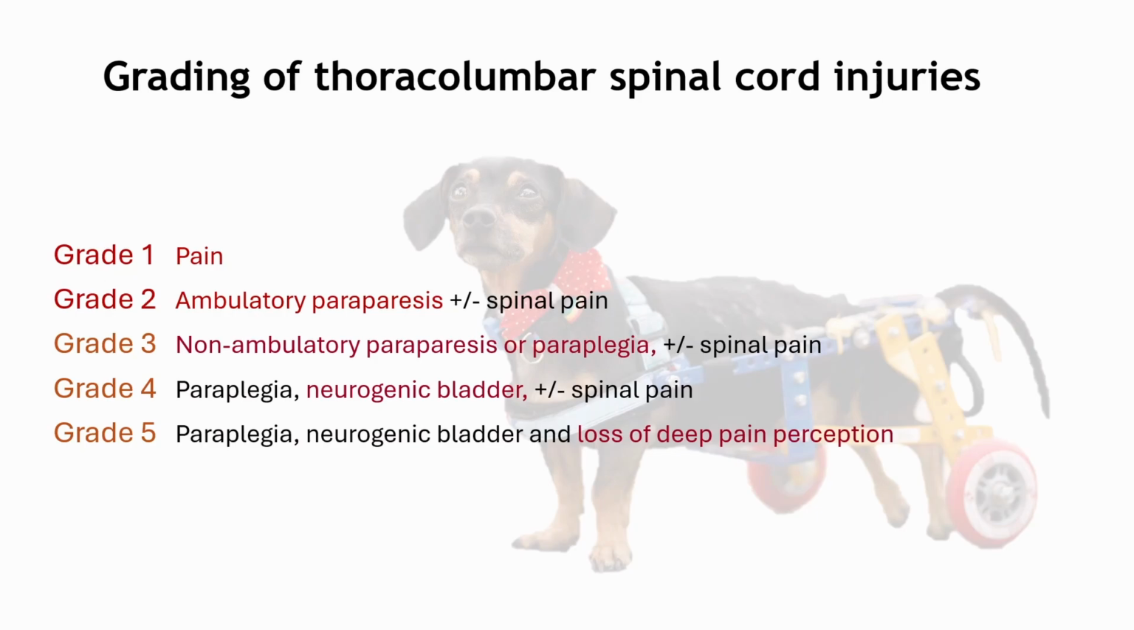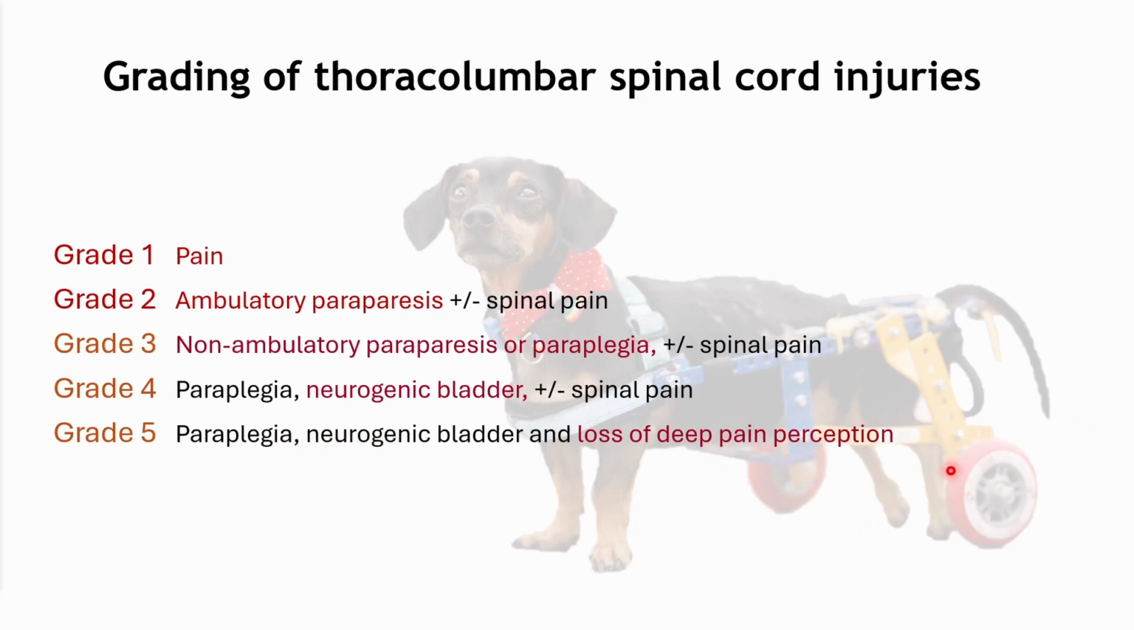We often use this sort of 5-point system, which makes communication between colleagues a little bit easier. So grade 1 is where they have pain only, spinal pain only. Grade 2 is when they're weak but can still walk. Grade 3 is when they are not able to walk. They're either non-ambulatory paraparetic or paraplegic. Grade 4 is when that injury is more severe, so they now have a neurogenic bladder. And grade 5 is where they have lost deep pain perception.